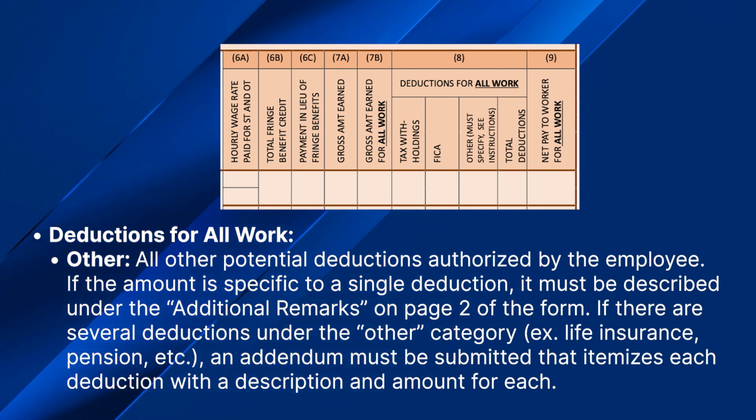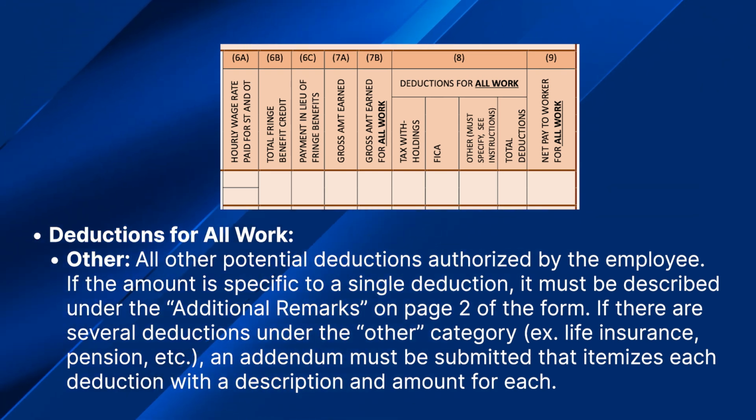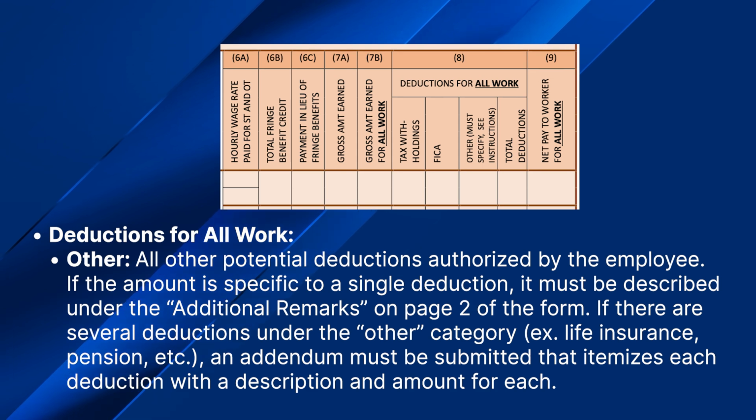Having proof that deductions were authorized by the employee is key to include within your payroll records. If the amount is specific to a single deduction, it must be described under the additional remarks on page 2 of the form. If there are several deductions under the other category, like other forms of life insurance, health insurance, or pension, then an addendum must be submitted that itemizes each deduction with a description and amount for each.